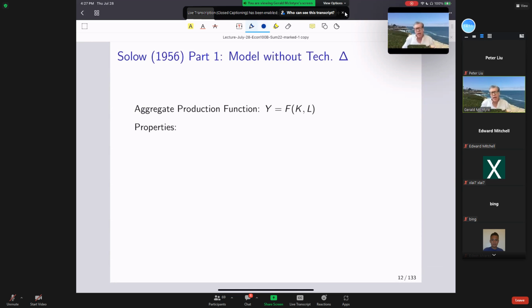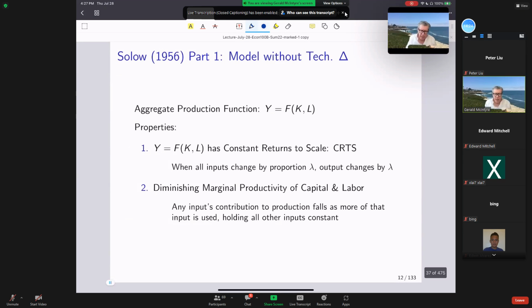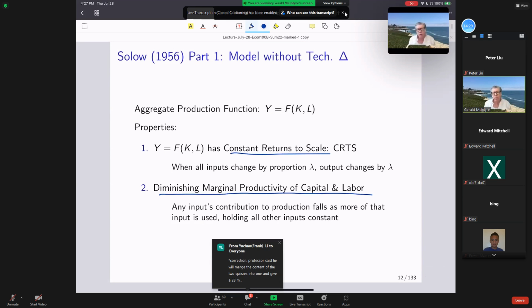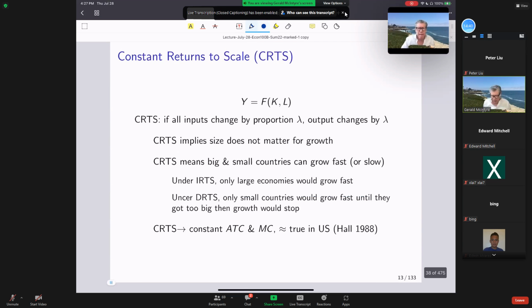Recall, Solow builds the aggregate production function, where real GDP, Y, is produced by capital and labor, and has some properties. The properties are constant returns to scale, and diminishing marginal productivity of both labor and capital. Okay, alrighty. Let's take a look at these. Recall what constant returns to scale means. Constant returns to scale means if all inputs change by a proportion lambda, then output changes by that same proportion lambda.